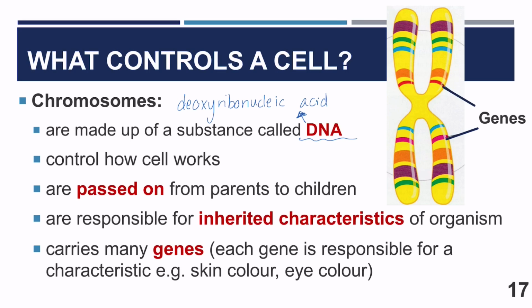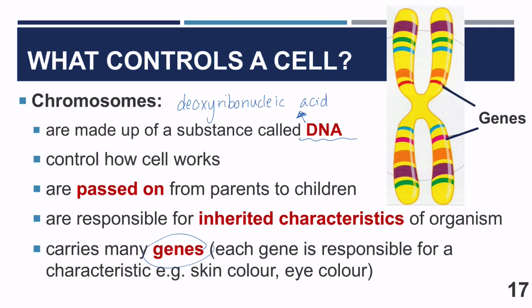So what happens is that DNA is actually controlling how the cell will function, how you will appear, and it's passed on from parents to children, and hence it's responsible for whatever features you have gotten from your parents. So some of you might look more like your dad or more like your mom or a bit of both, etc. All this is coded within the DNA itself. And DNA contains many different genes. Now, genes are smaller parts within the DNA.